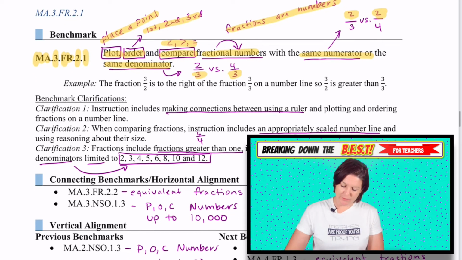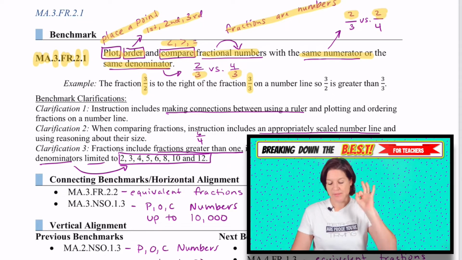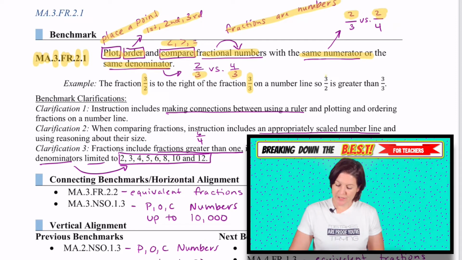The example says that the fraction 3/2 is to the right of the fraction 3/3. You can see there they have the same numerator, 3. So we can determine that 3/2 is greater than 3/3. This is talking about on a number line.